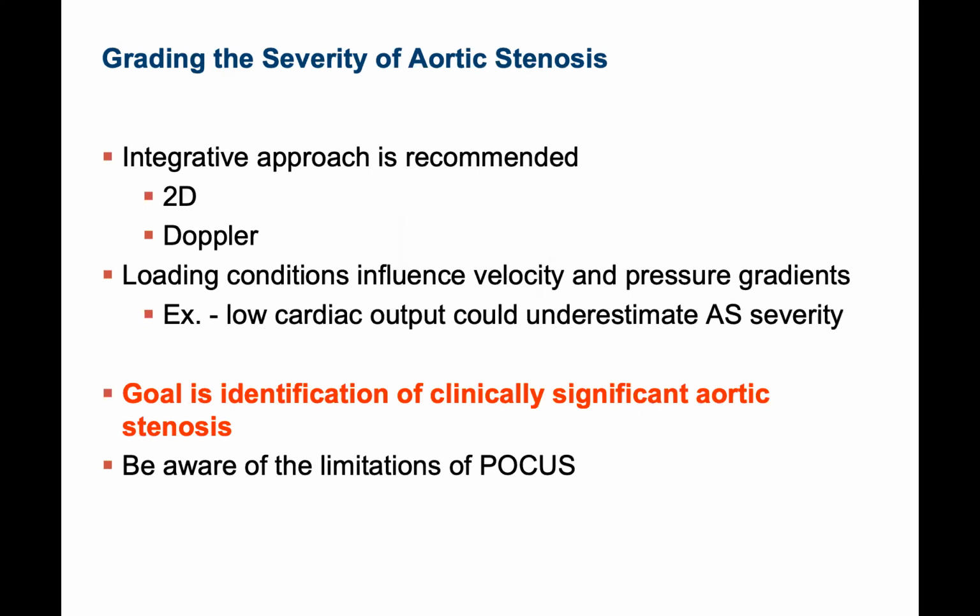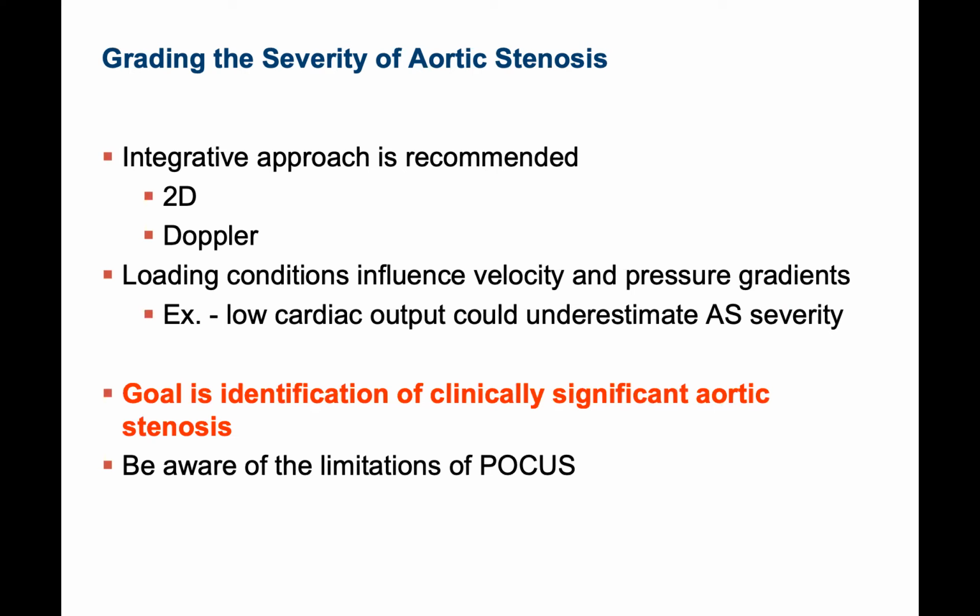So how are we going to grade aortic stenosis? Well, anytime you're assessing a heart with ultrasound, you want to have an integrative approach. Ideally, you get multiple views, use multiple methods. So we are going to use both a 2D or a B-mode view and also Doppler assessment. It's important to know that loading conditions influence the velocity and pressure gradients. So for example, when we start talking about aortic valve and assessing the aortic valve severity, we'll look at the peak velocity across that aortic valve.